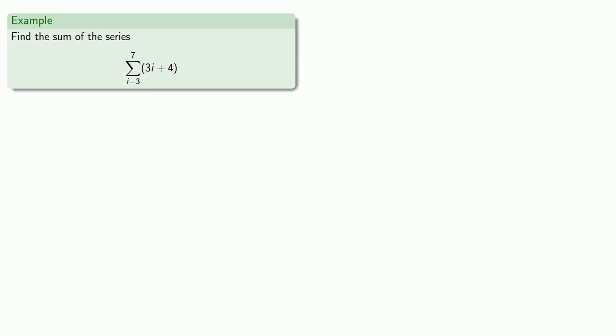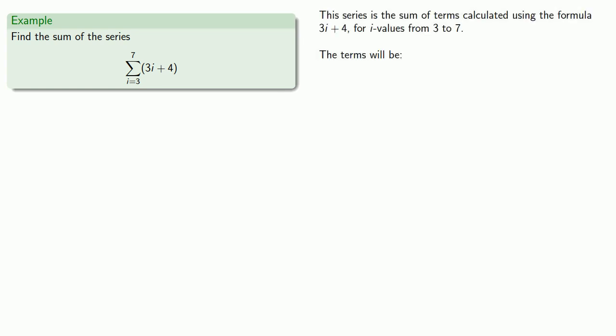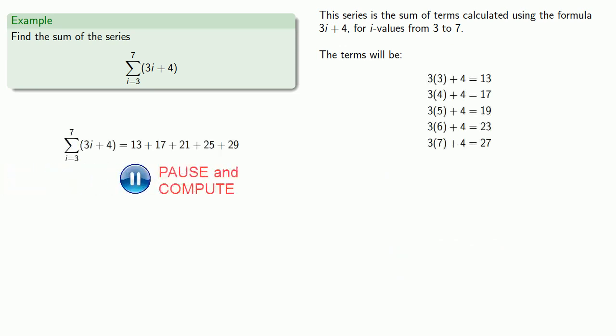Suppose I want to find the sum of the series i goes from 3 to 7 of 3i plus 4. So the series is the sum of the terms calculated using the formula 3i plus 4 for i values from 3 to 7. So we can find what those terms are. We can then add these terms together, which gives us the sum of the series.